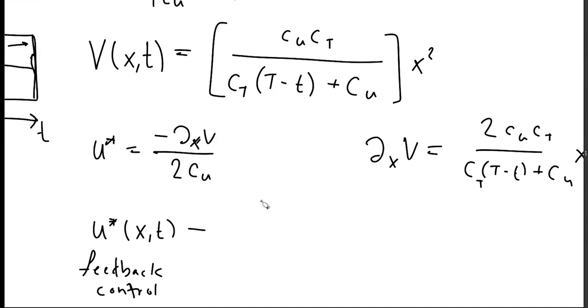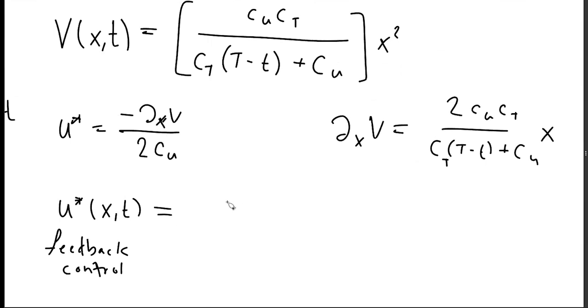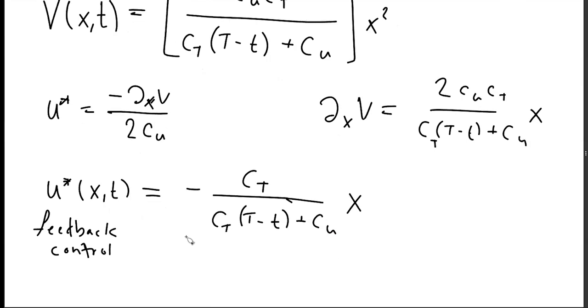And so then just plugging in what we have for partial_x V, we see we're going to get cancellation of 2 c_u right here, and we're just going to get negative c_T over c_T times (T - t) plus c_u. So sometimes you call this coefficient of x the gain. And we can see that our gain is time varying.